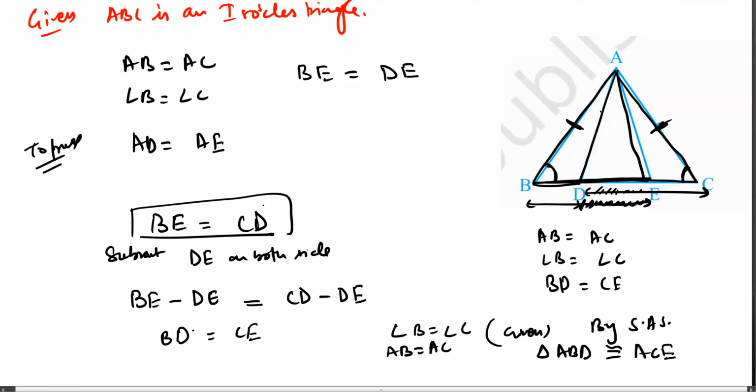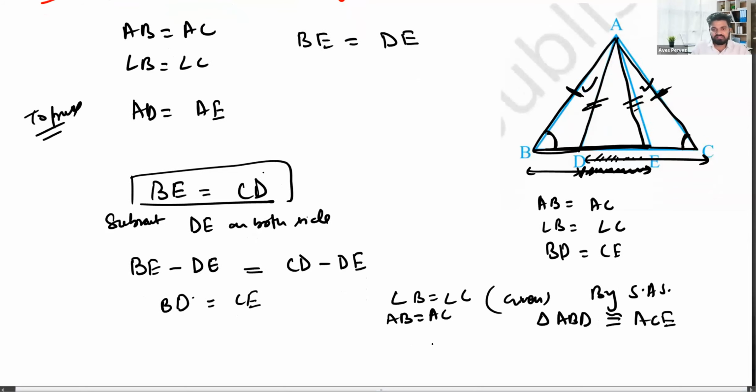And so by CPCT, if this triangle is congruent to this triangle, this side of this triangle will become equal to this side. So you will write by CPCT, AD will be equal to AE.